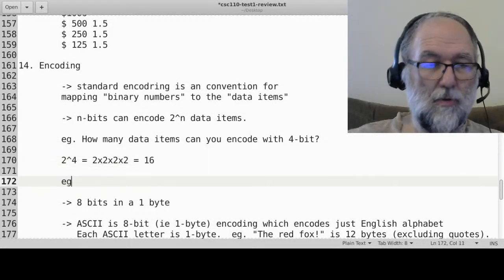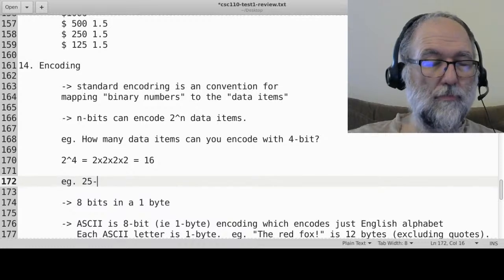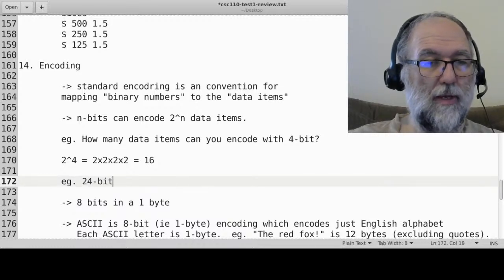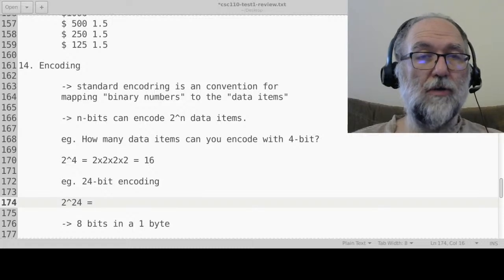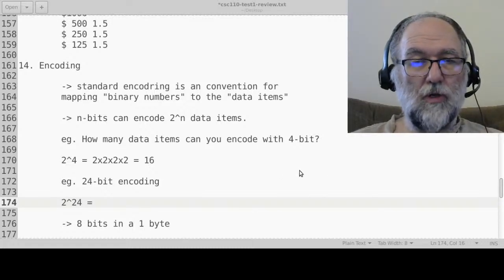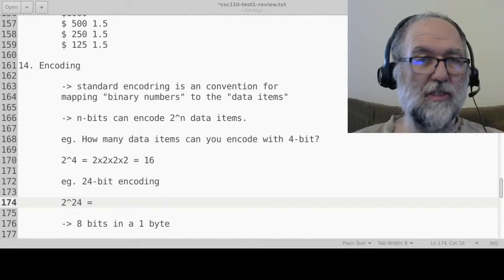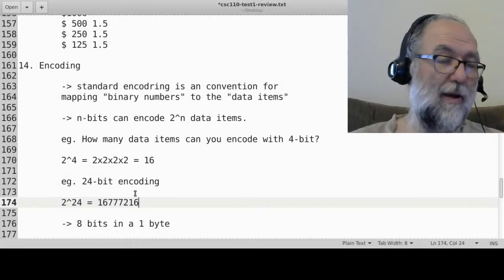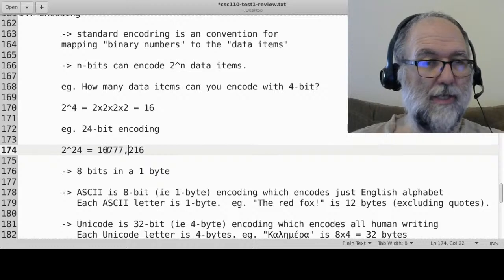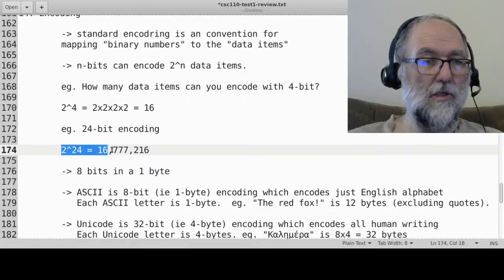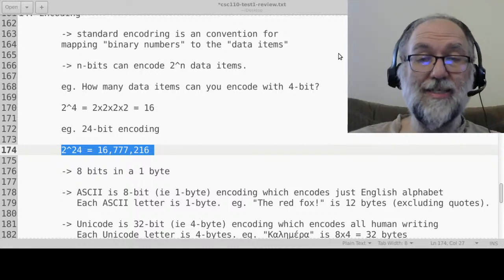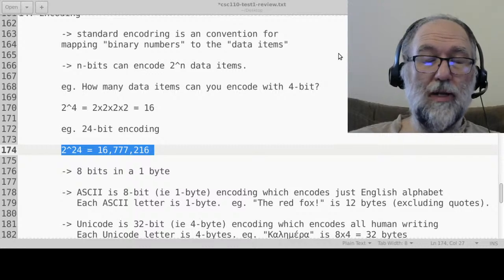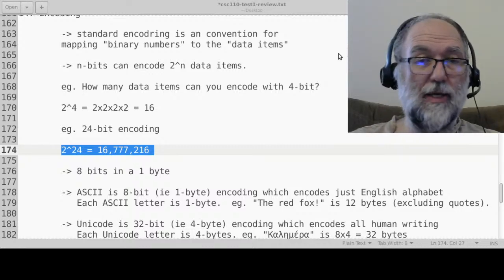Here's another example, a 24-bit encoding. That's going to be 2 to the exponent 24. That's a large number, so you have to know how to do this on your calculator. You take 2 to the exponent 24, and you get a number which is a little over 16 million, and here it is. On the test I might even say a little over 16 million, but there's the exact number. I'll put some commas so it's easier to see. So with 24 bits, you can encode 16,777,216 different items. By the way, 24-bit encoding covers all the different colors that human beings can see.